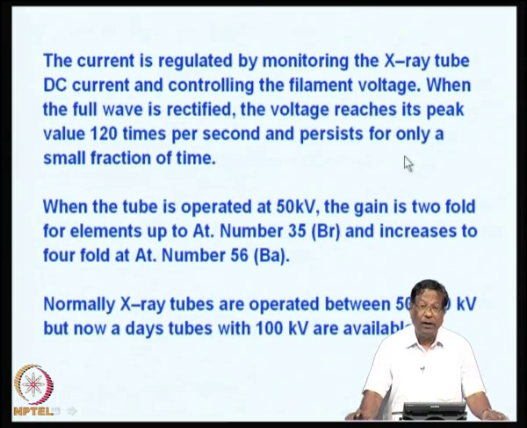So, the current is basically regulated by monitoring the X-ray tube DC current and controlling the filament voltage. When the full wave is rectified, the voltage reaches its peak value 120 times per second and persists for only a small fraction of the time. That means 120 times per second you are going to get X-rays, which is available to you.